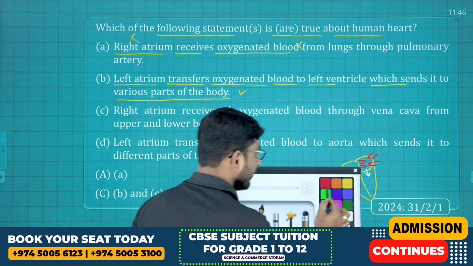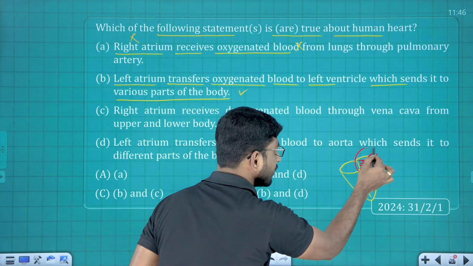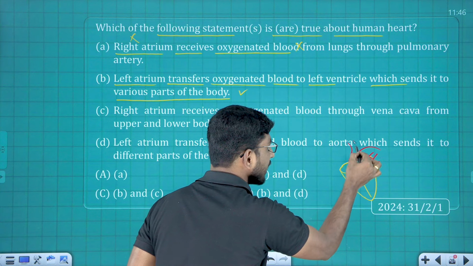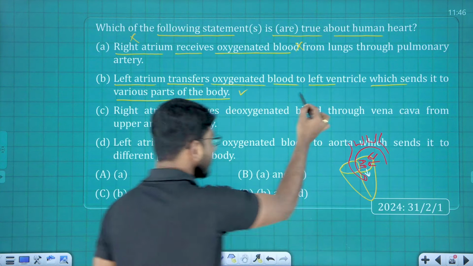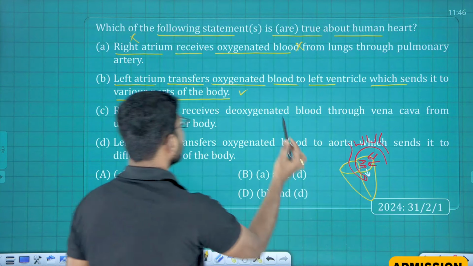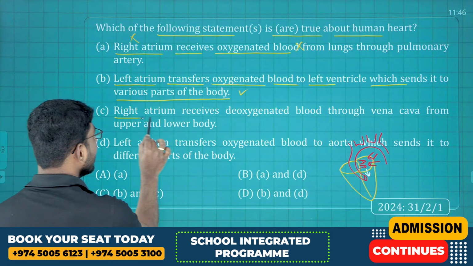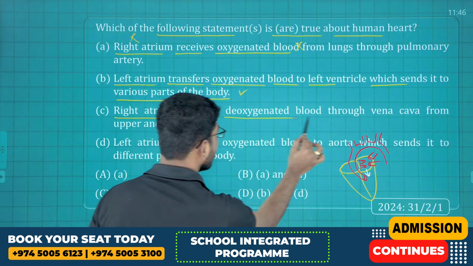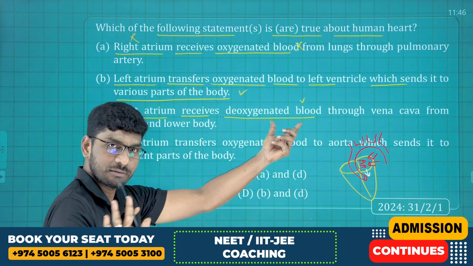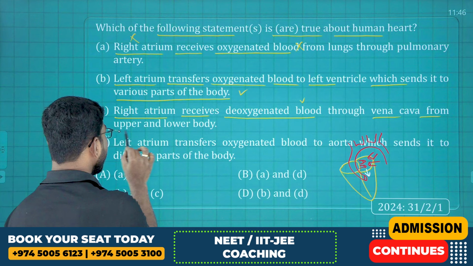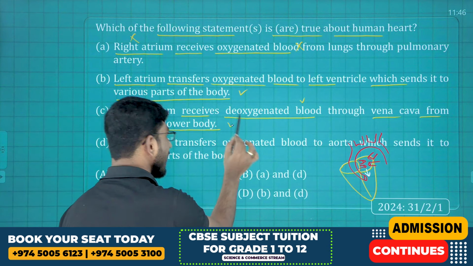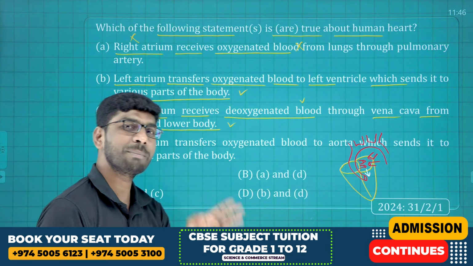From the left ventricle, the biggest artery comes out, the aorta. Look here. One big blood vessel comes out, called the aorta, which transports oxygenated blood to all parts of the body. The second statement is correct. Third one, right atrium receives deoxygenated blood through the vena cava from the upper and lower parts of the body. Yes, the third statement is correct.